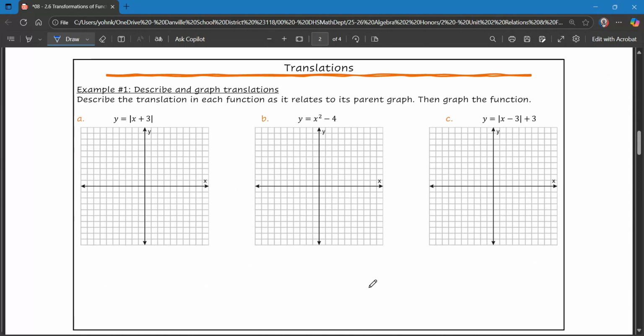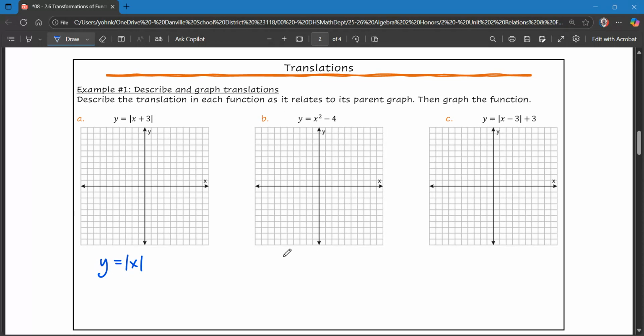So describe the translation in each function as it relates to its parent graph. Then graph the function. So kids, look at letter A, y equals absolute value x plus 3. The parent function is going to be this function right here with all the pluses and minuses taken away from the problem. So the parent function is y equals absolute value x. You take away any plus or minus or multiplied numbers. That's called the parent function.